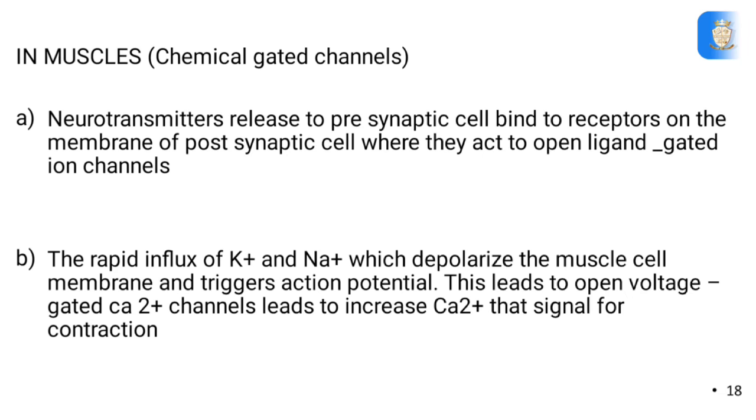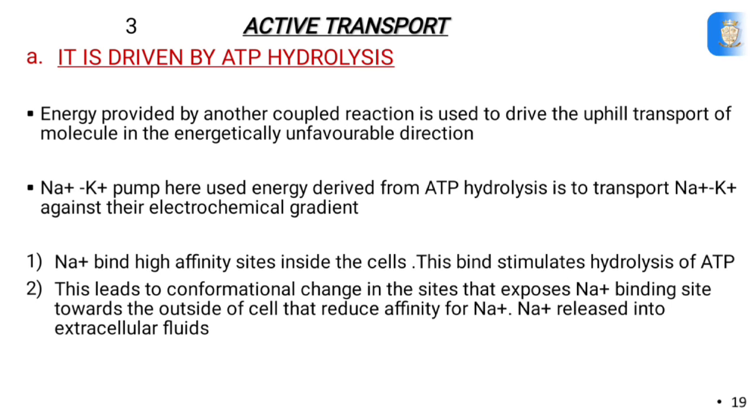Then chemically gated channels. In muscles, neurotransmitters are released from the presynaptic cell and bind to the receptors on the membrane of the postsynaptic cell, where they act to open ligand gated ion channels. The third one is active transport. It is driven by ATP hydrolysis. So first, about ATP hydrolysis.